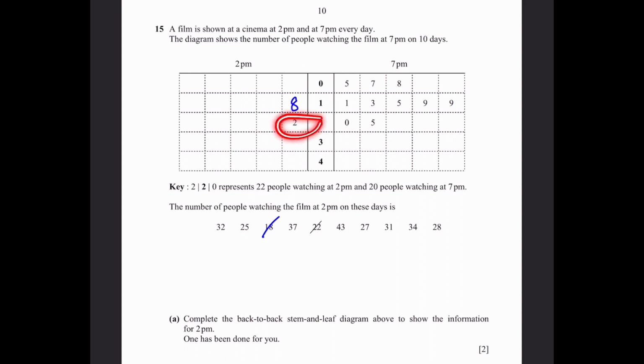We have 22, it's already done. Now let's see. We have 25, 27, and 28. So we'll do that in ascending order like that, and all 3 of them we can cross out. Now for the tens digit 3, we have 31, 32, 34, and 37. So that's 1, 2, 4, 7. We can cross out all 4 of them. And now for the final one, 43, it just comes over here, and we can cross that out.